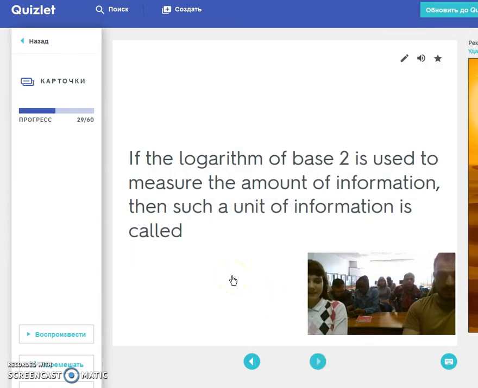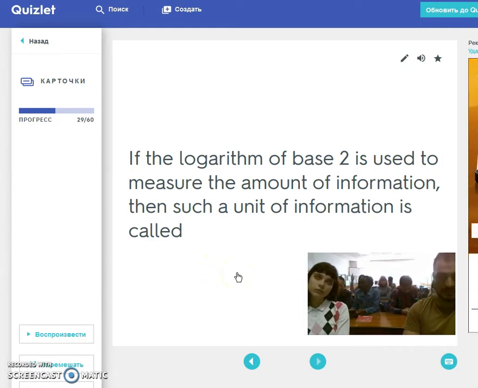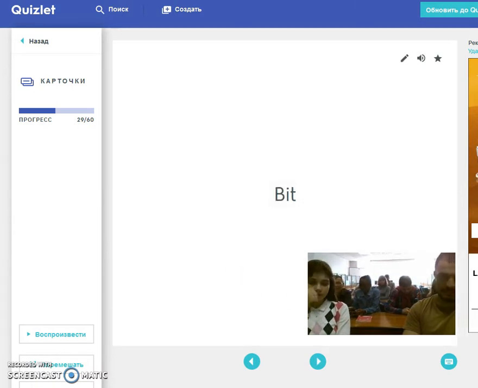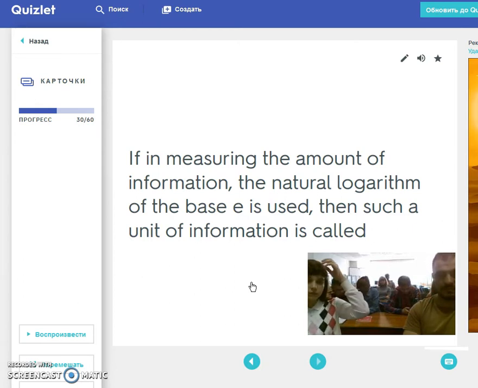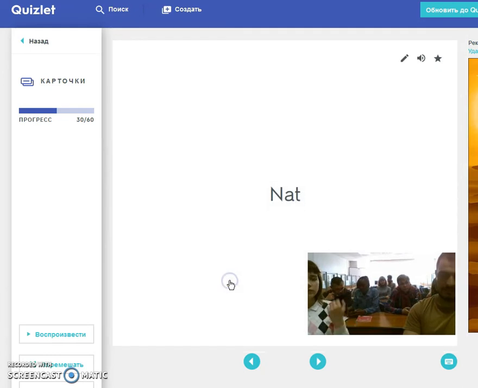If the logarithm of base 2 is used to measure the amount of information, then such a unit of information is called a bit. If the natural logarithm of base e is used, then such a unit of information is called a nat.